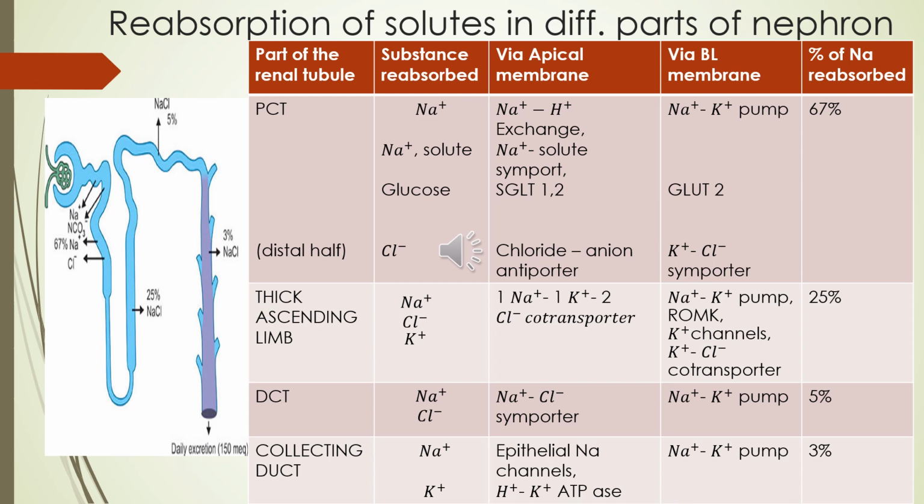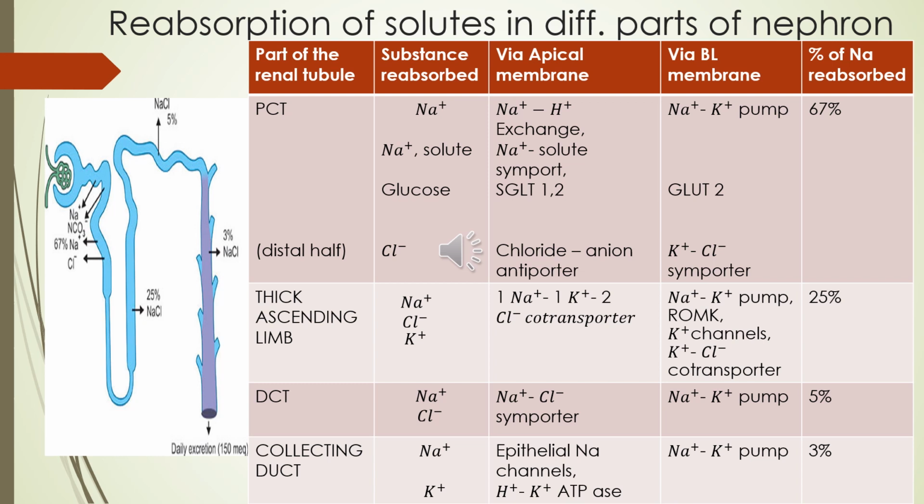So in the distal half of the PCT, chloride ions are reabsorbed via chloride-anion antiporter in the apical membrane and chloride-potassium symporter in the basolateral membrane. About 67% of sodium is reabsorbed from the proximal convoluted tubule.